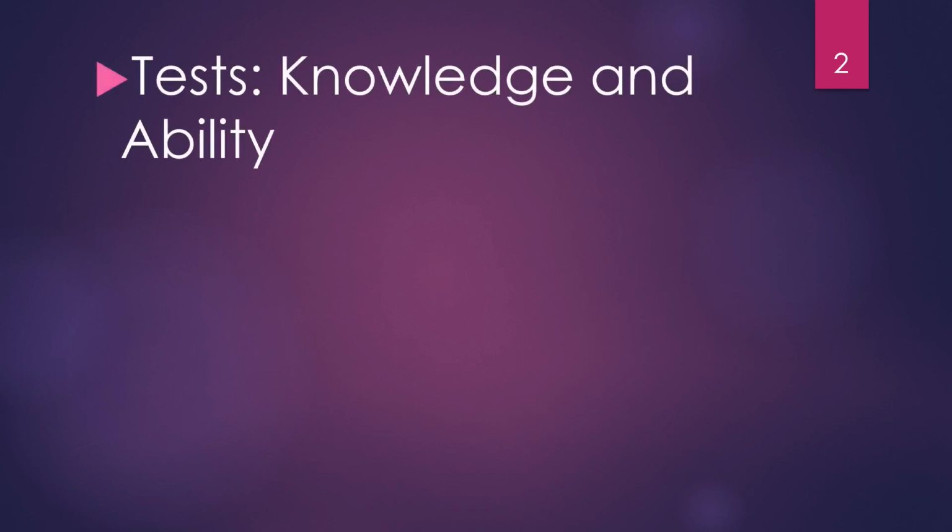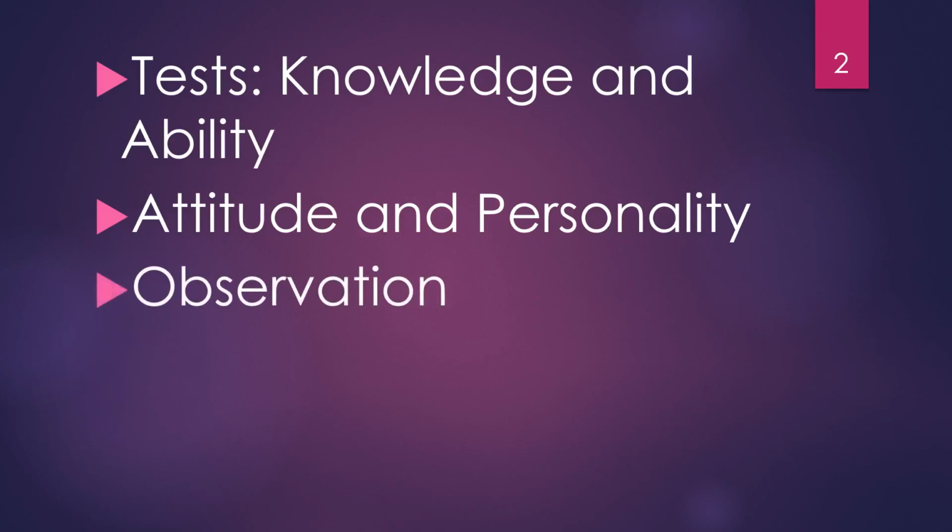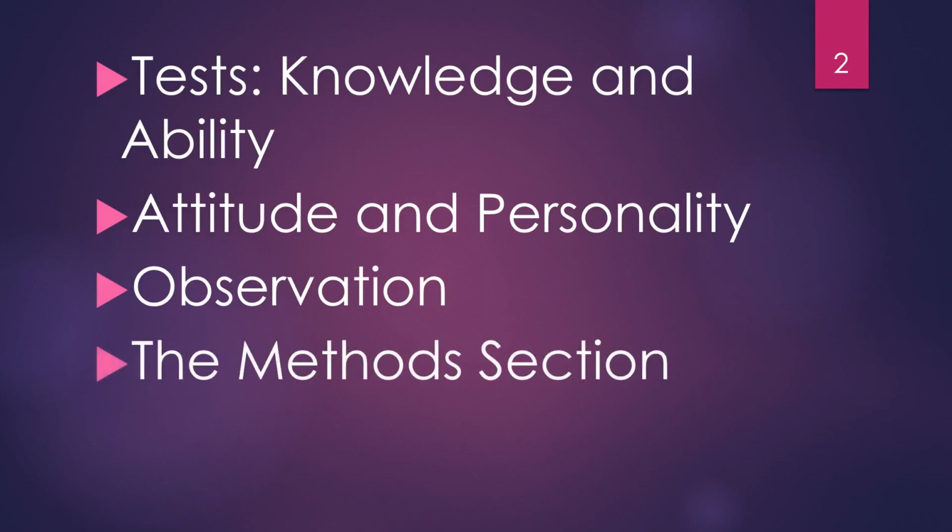The sections for this chapter first are using tests to gather data. Then we're going to look at surveys or questionnaires of attitudes and personality. And then we're going to take a brief look at observation. How do we gather data when we are watching people do things? Finally, we will have a brief section discussing how to put together a methods section.